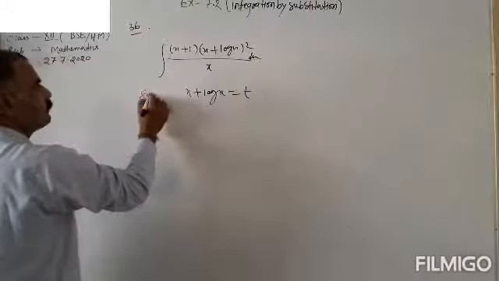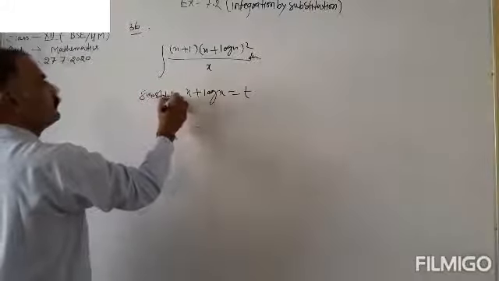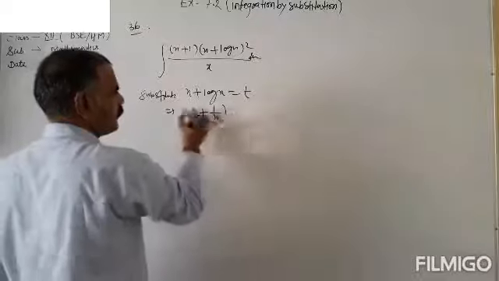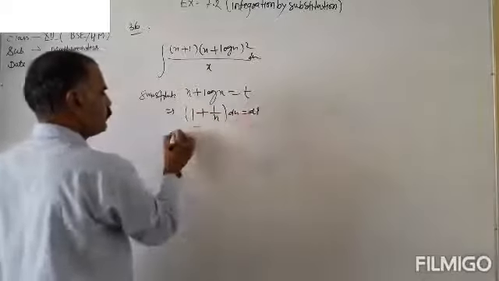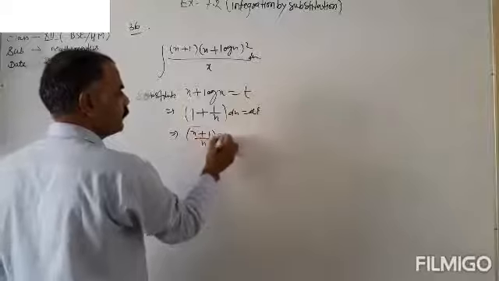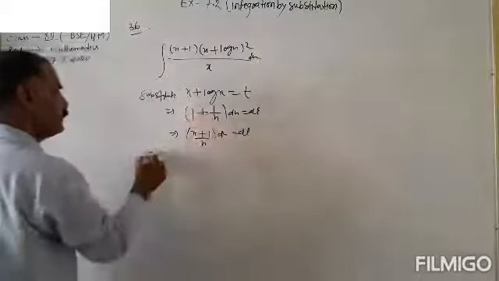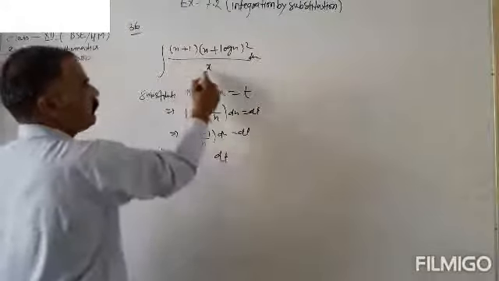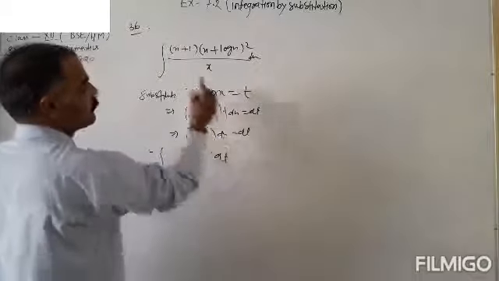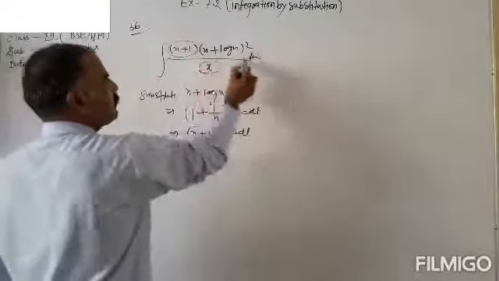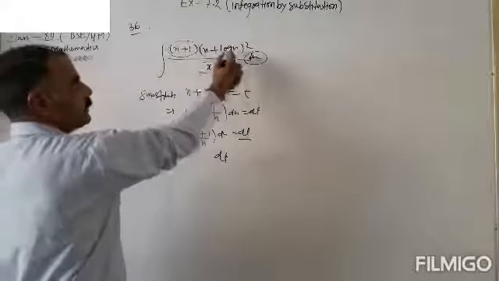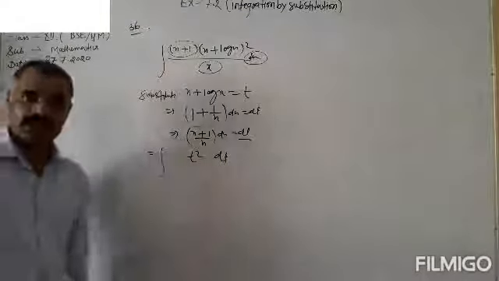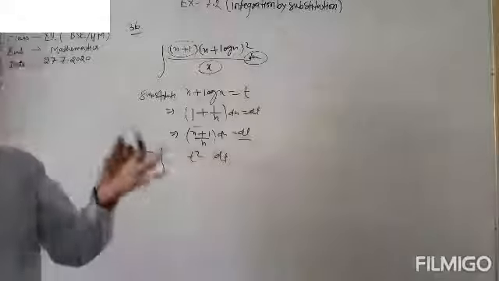Now the differentiation of x is 1 and of log x is 1 upon x, so (x plus 1) upon x dx is equal to dt. So this part replaces with dt, and x plus log x is equal to t, so t square dt. So the integration will become t square dt after substituting the function and its derivative.